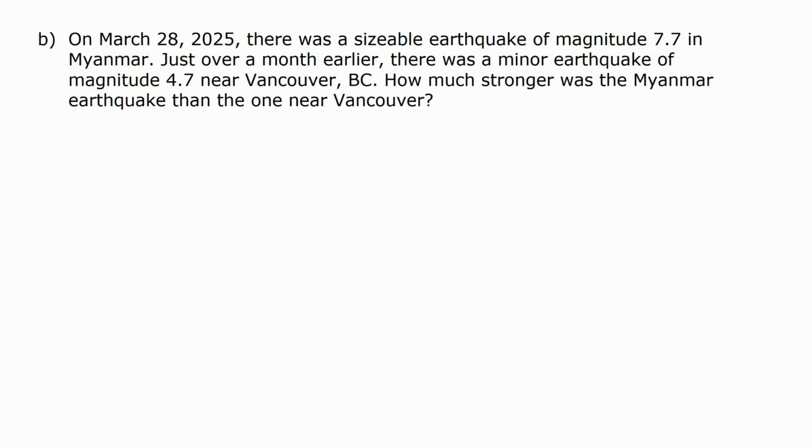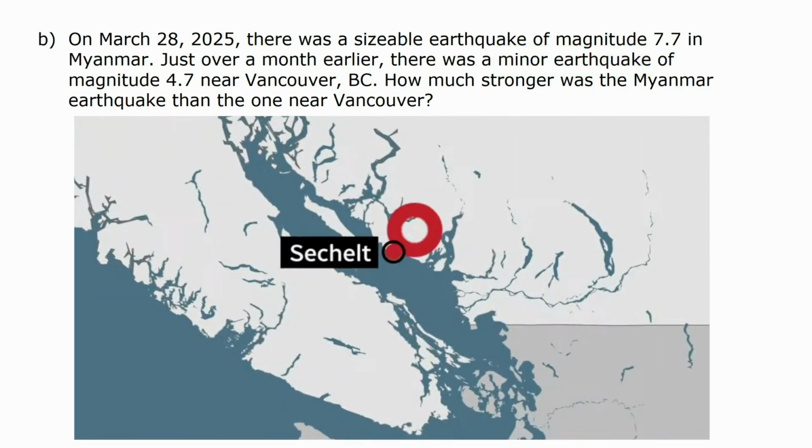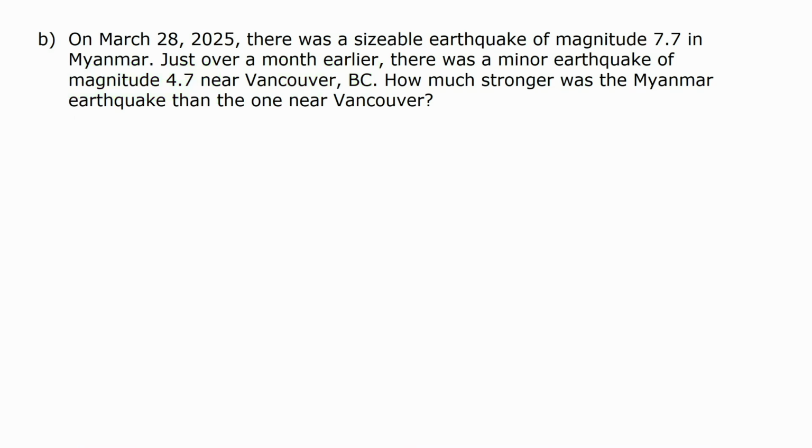Now, just over a month earlier, there was a much more minor earthquake that occurred really near where I live here in Vancouver, BC. It was a magnitude 4.7 earthquake. And I was at school. My students and I were kind of looking around thinking, did we feel something? Yeah, I think we just felt something.